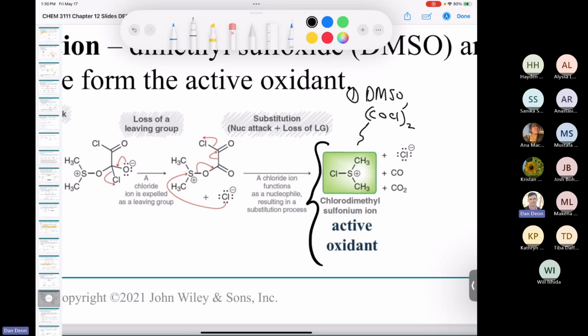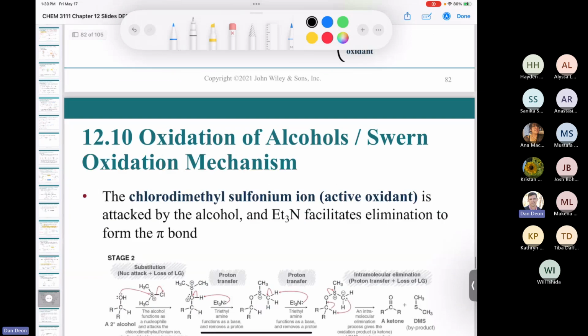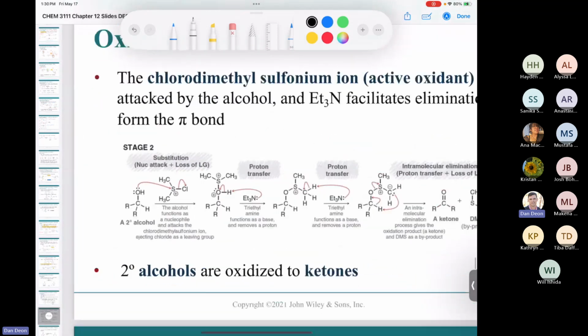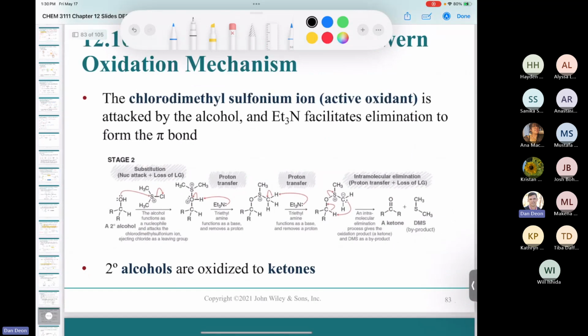So now you have a really powerful electrophile, and what's going to happen in the next step is that your alcohol is going to attack that, and then you do a series of proton transfers, and then you end up with your ketone in the end. Again, I will not ask this mechanism. However, a couple of things you should note about this.